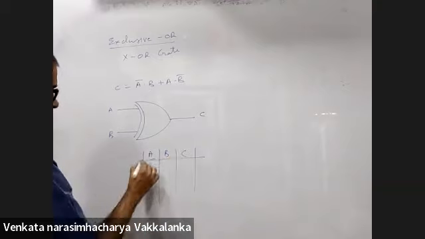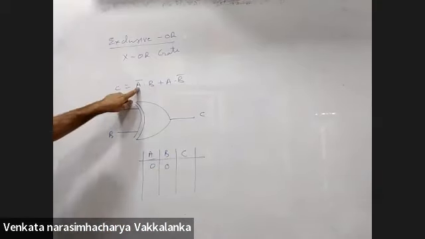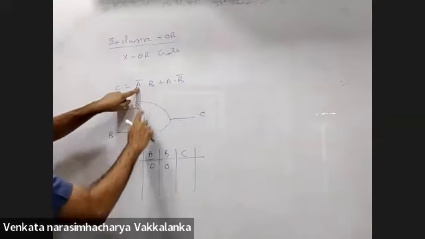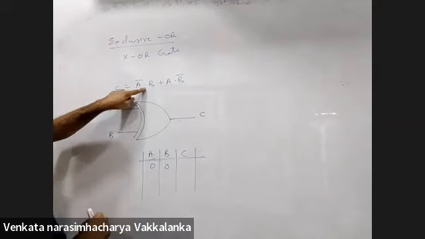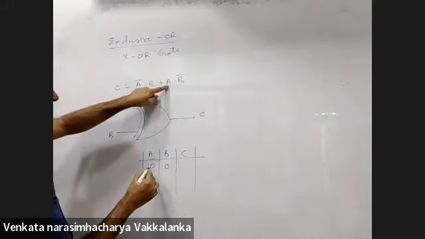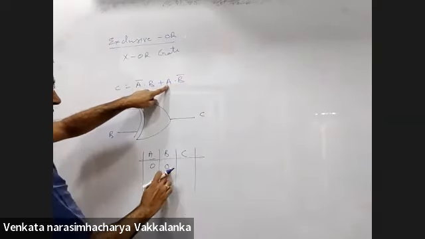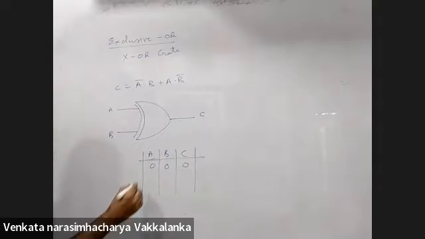A, B, C. 0, 0. Have a look at it. 0 with a bar will become 1. 1 dot 0, this is 0. Right? A, I put 0 as it is. B is 1. This will be 0. Yes or no? Yes, sir.